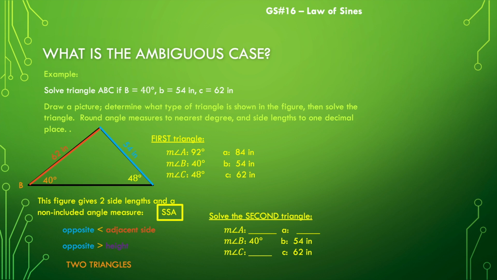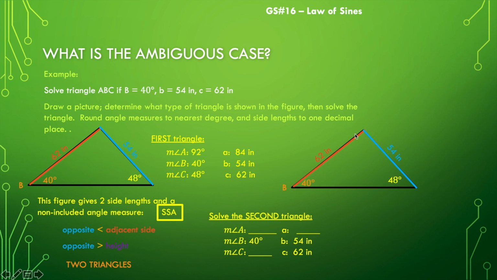There we go. So remember how we said there were two triangles? Let's talk about that a little bit. So I'm going to duplicate that first triangle over here. Okay, let's look at this diagram, and let's remember what's fixed. This angle measure of 40 degrees is fixed. This side length is 62 inches.